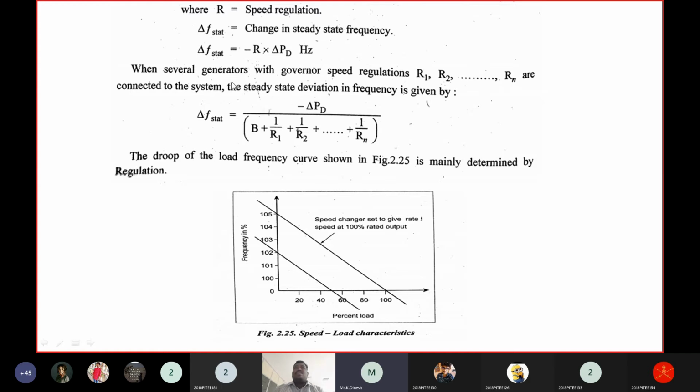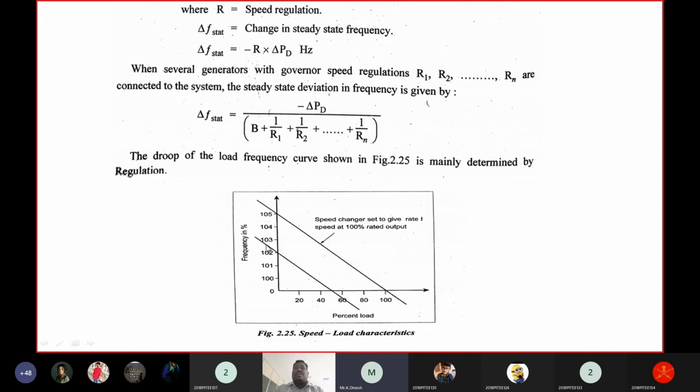So if I apply the series expansion in the case of standard deviation, I may get del PD by B plus 1 by R1 plus 1 by R2 plus 1 by R and so on. So this is the droop of the load frequency curve. So load versus frequency: we are saying that load and frequency have a linear characteristic. Once the load varies, the frequency varies; the frequency varies, the load varies. So both have a mutual interaction.